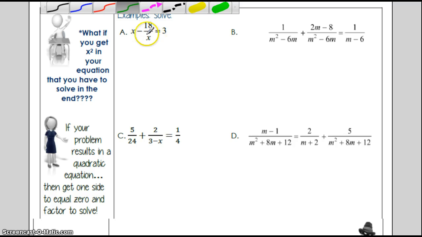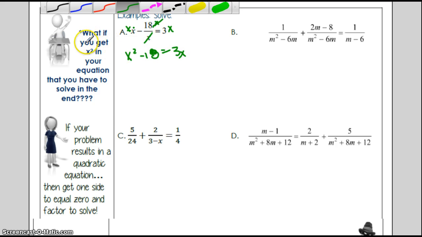We only have one fraction here, and that's the denominator here of x. So that's what we multiply by. And remember, we multiply everything. So that's going to be an x squared. These x's cancel. So we're left with a minus 18 equals 3x. That's an 8. There we go.